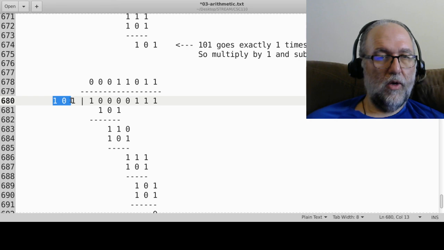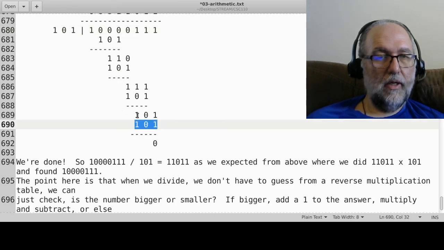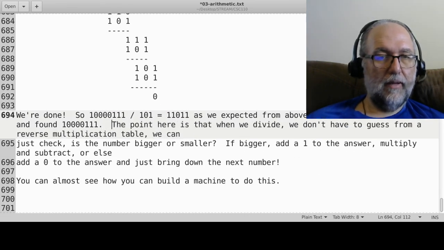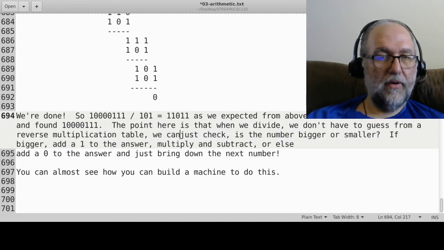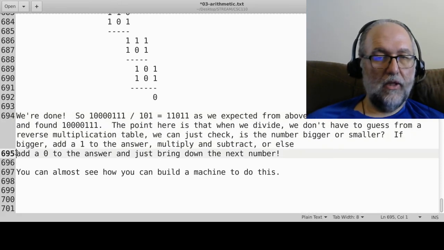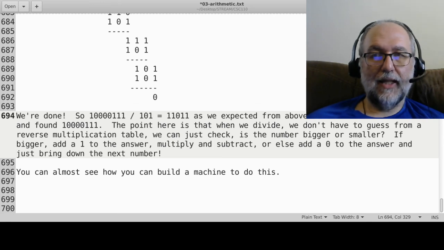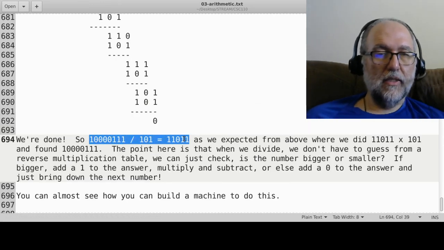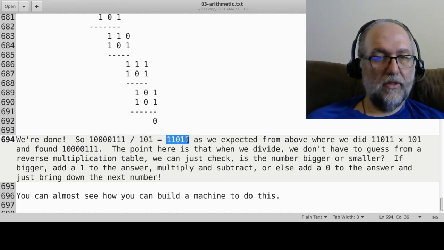Then we do 1 times 101, which is equal to 101. And 101 minus 101 is equal to 0. Okay, ta-da. And let me just quickly fix the wrap there. And if you take a look above, that's exactly what we found above. So we had this as our answer. There's the answer right there.